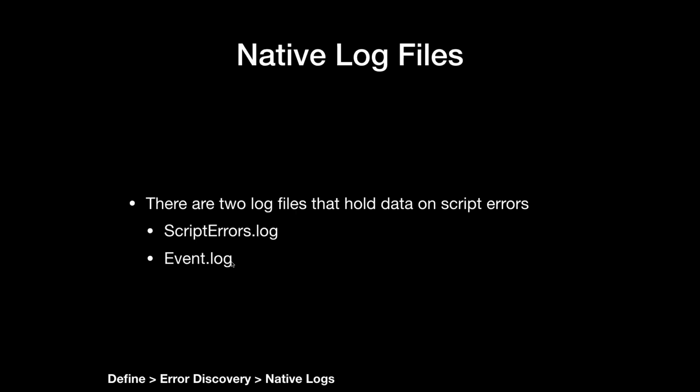I'll show later. And finally, for discovery, we have the 2 log files that hold data on script errors. One is new, one is not so new. So ScriptErrors is the new shiny one, which handles local script errors for FileMaker Pro and FileMaker Go. Event.log is a kind of big hulking FileMaker Server logging file. We're going to look at these right now in a little bit of detail.